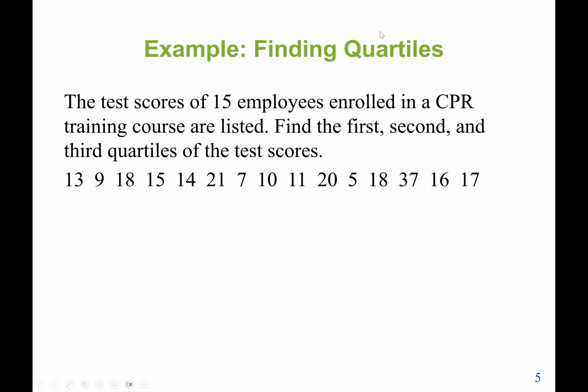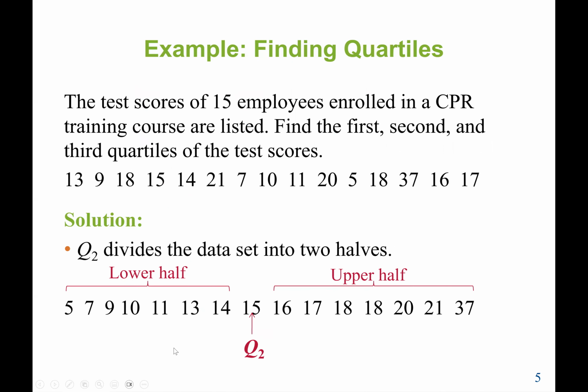For the example given here, we should find the quartiles. These are test scores of 15 employees enrolled in a CPR training course, and they are listed below. Here we are going to find the first, second, and third quartiles of the test scores. Again, these are 15 employee test scores. So first, we put the data in order, from the smallest to the largest.